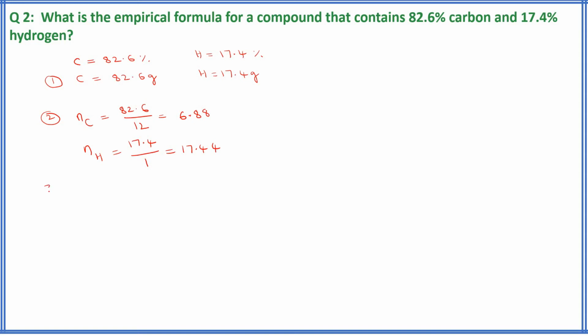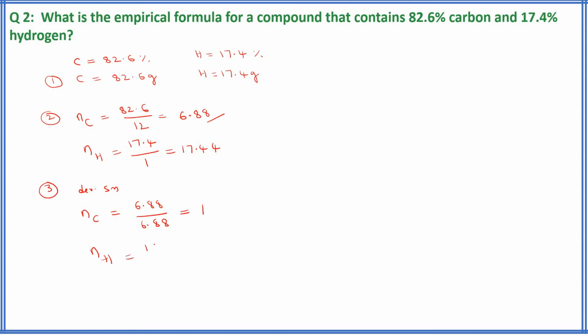Now third step: dividing with the smaller one. Again, number of moles of carbon is 6.88, and the smaller one is 6.88. Divide with 6.88, how much do we get? Only 1 carbon.